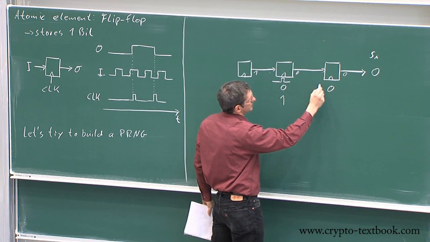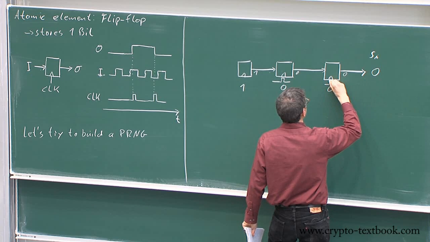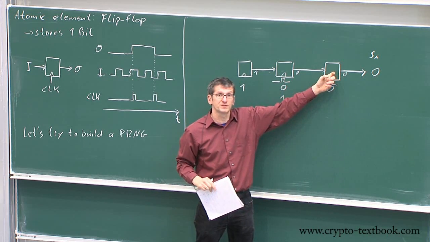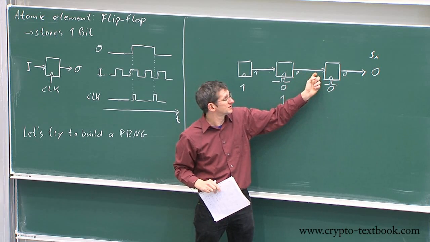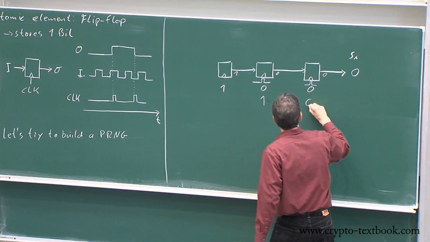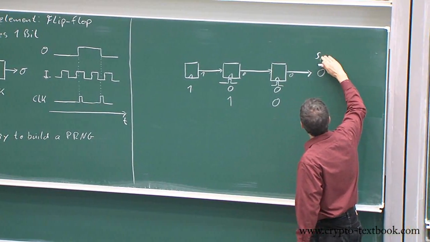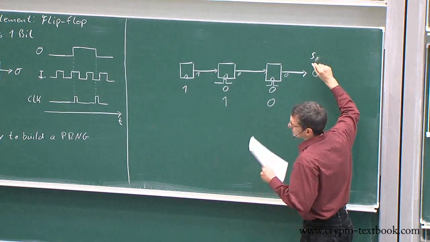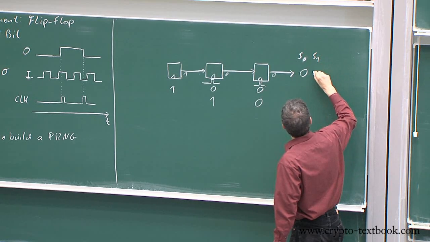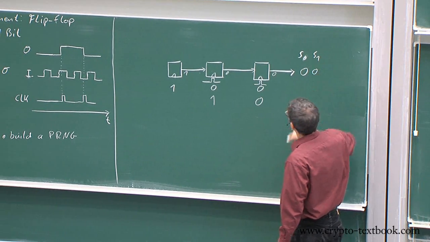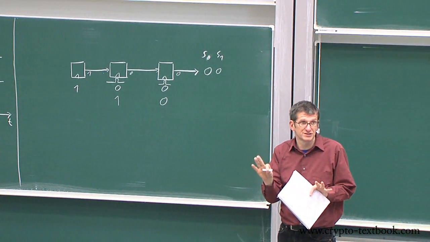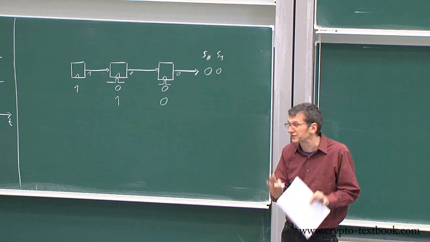Same here. We also have a clock pulse here. What's happening here? Again, this flip-flop looks at what's my input value. Well, the input value is 0. So again, it stores this 0 and moves it here. If this is S0, this becomes S1 with the value 0. Okay? Everybody with me? This is how a shift register works on a very basic, very slow level.